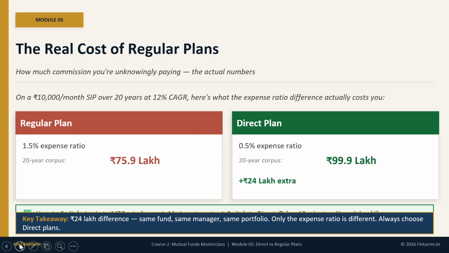The solution is simple. Switch to direct plans. Go to mfcentral.com, the official CAMS and KFintech joint platform, and switch all your existing investments from regular to direct. It takes 10 minutes and is completely free.